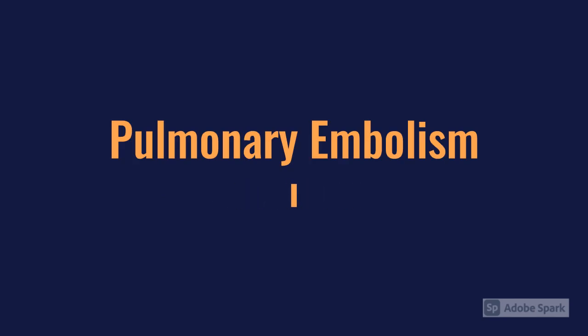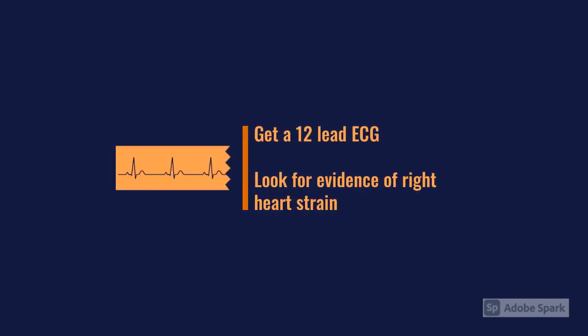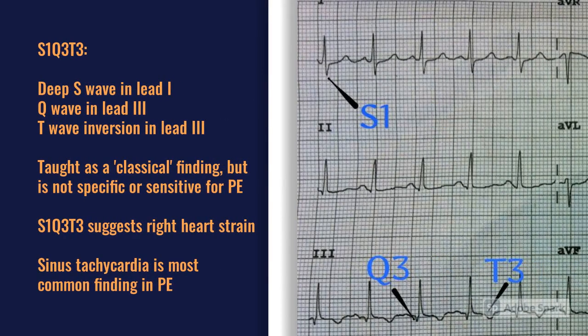Thinking about the assessment then, one of the things that we absolutely want to be doing in all of our patients who are short of breath with pleuritic chest pain is undertaking an ECG. We're looking for evidence of right heart strain. Classically, the teaching is the S1, Q3, T3 pattern on an ECG, although actually the likelihood of seeing that is very low, and the most common finding is actually simply a sinus tachycardia.